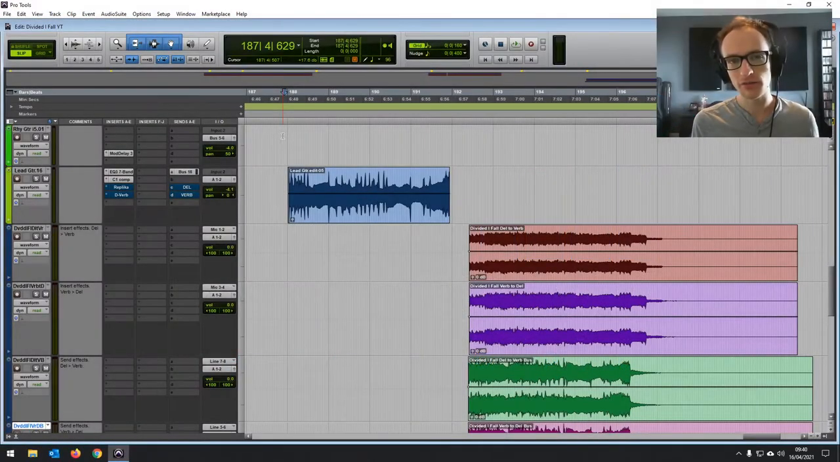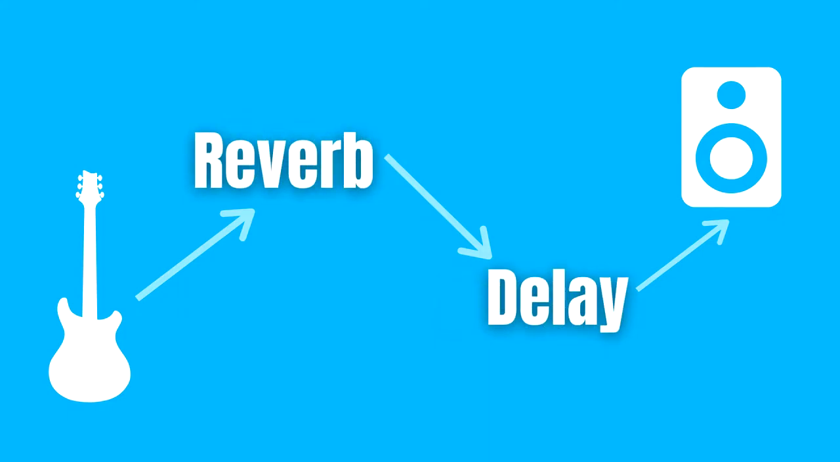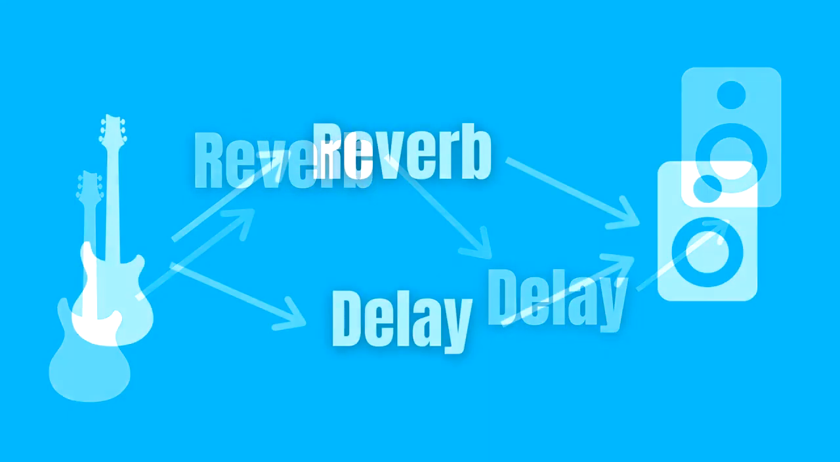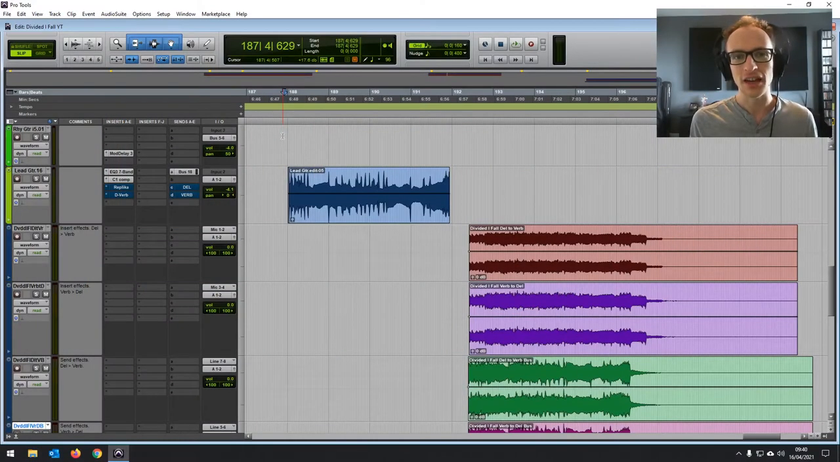So there are really three ways you can use reverbs and delays on your tracks in your mix. You can have your delay first going into the reverb. You can have the reverberated audio going into the delay, or you can be sending your signal to both the reverb and the delay at exactly the same time. And just to give you a quick answer off the bat, yes, there is a difference in sound and how it works between the three of them.